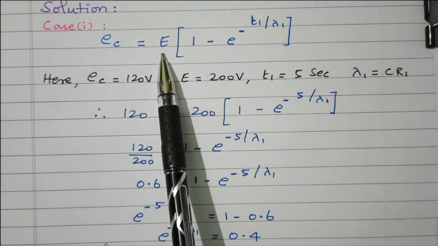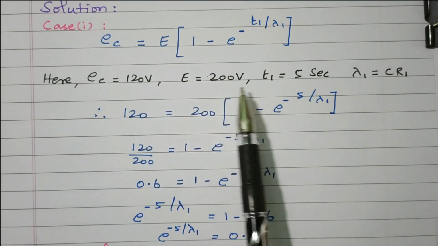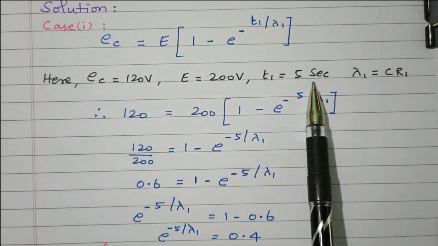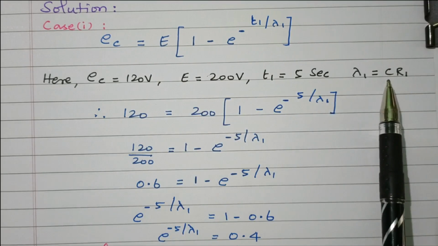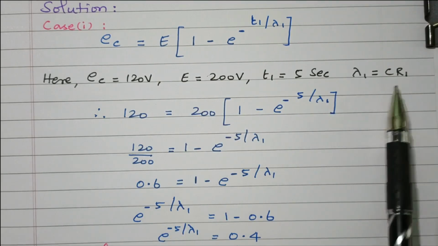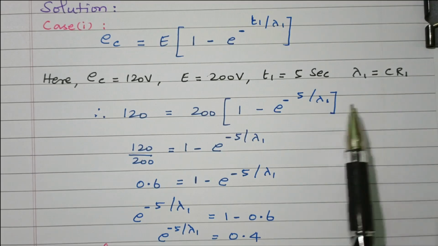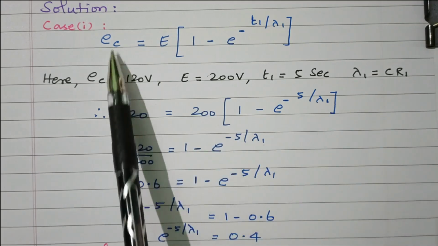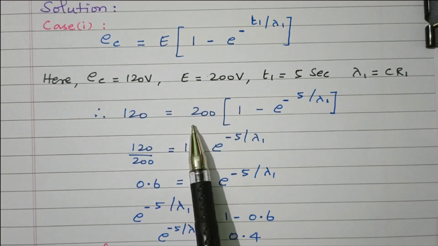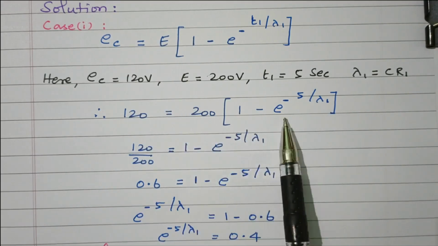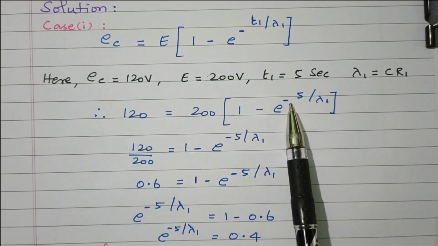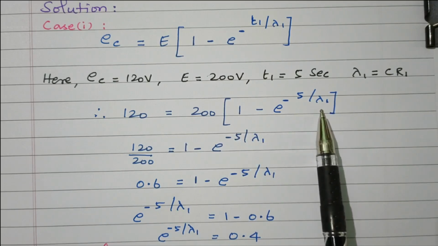Total voltage applied across R and C is 200 volts. T1 is given as 5 seconds. Lambda 1 is nothing but C into R1, a constant. In that, the C value is known, and R1 we need to find. Now substitute all the values, so that EC is 120, and E is 200 of 1 minus e power minus T1, which is 5, divided by lambda 1.